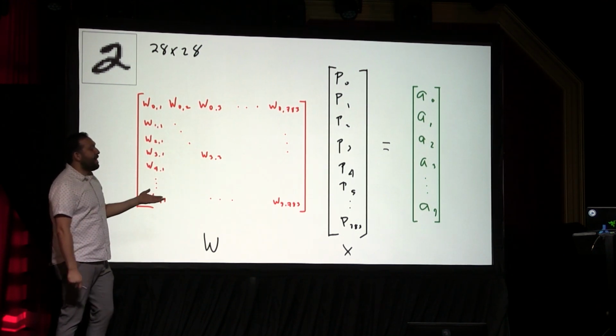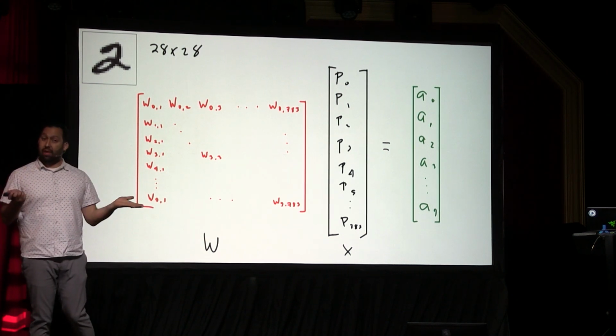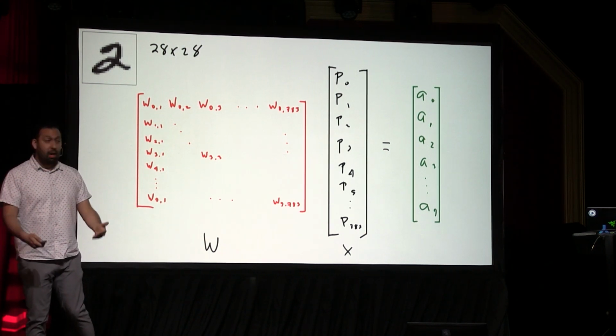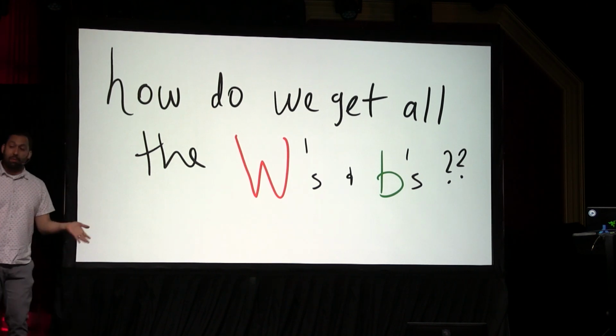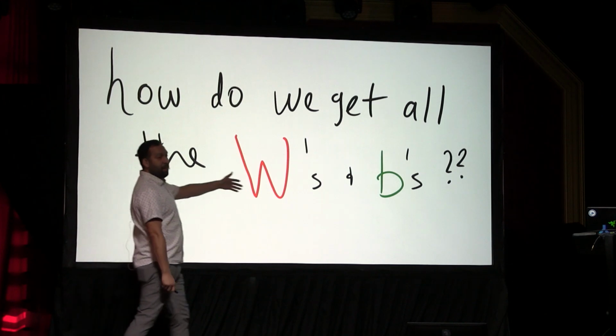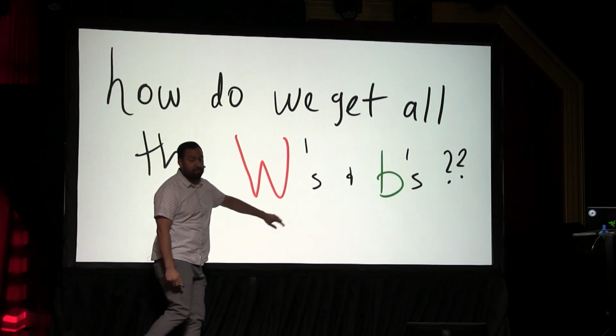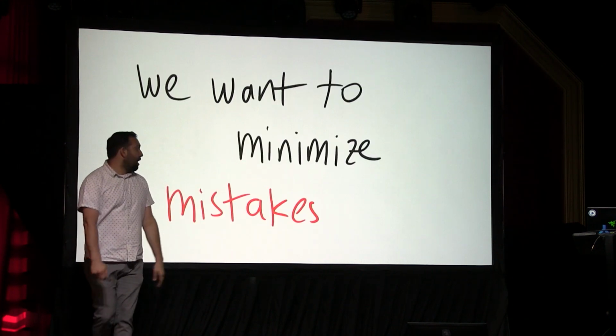Now, the question you may have is, it was real easy for me to pick the W's and B's myself when the problem was small. But if it's big, how do we get all these W's and B's? Because basically all deep learning is a bag of W's and B's in a very fancy network. That's all it is. How do we find them? So let me give you some motivation around how to do this.